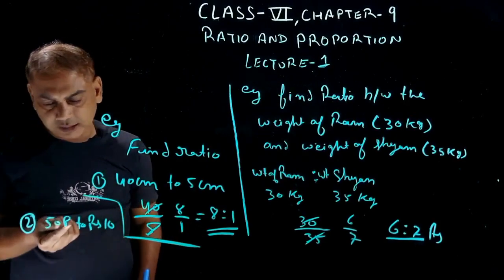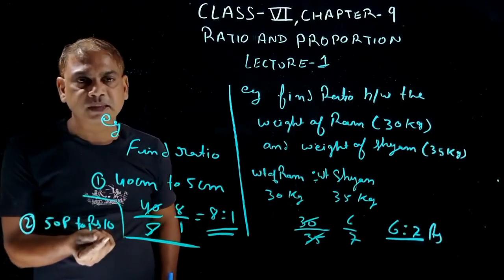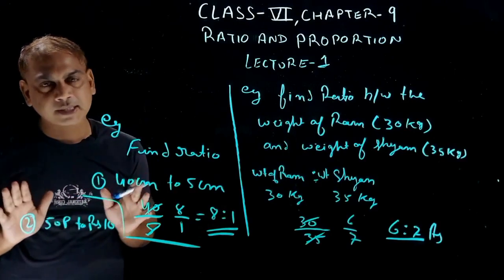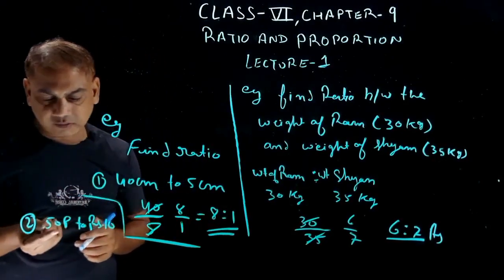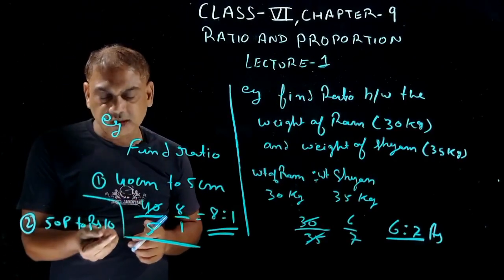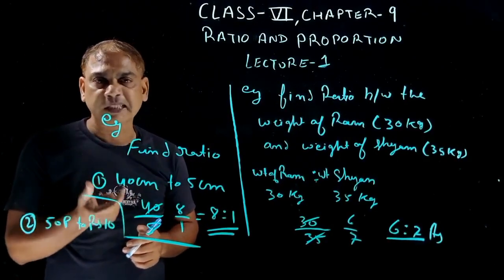Now see students, here it is 50 paisa and this is rupees 10. So they are not the same quantity. So what you will do, first you will convert them into the same quantity. Either convert this 50 paisa into rupee or this 10 rupees into paisa. दोनों सेम होना चाहिए स्टूडेंट.